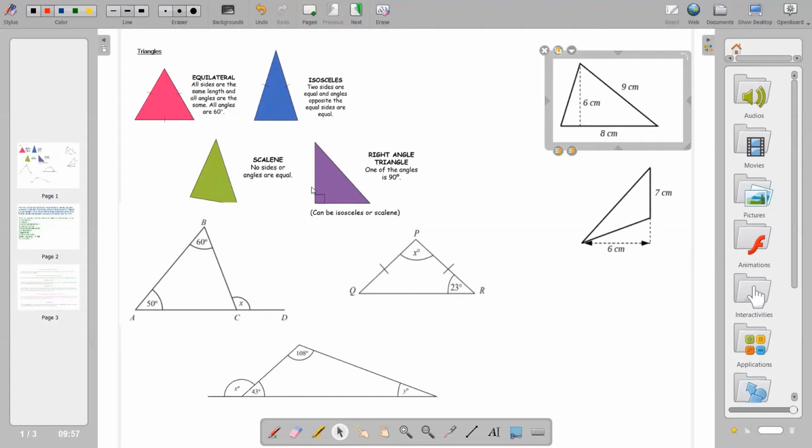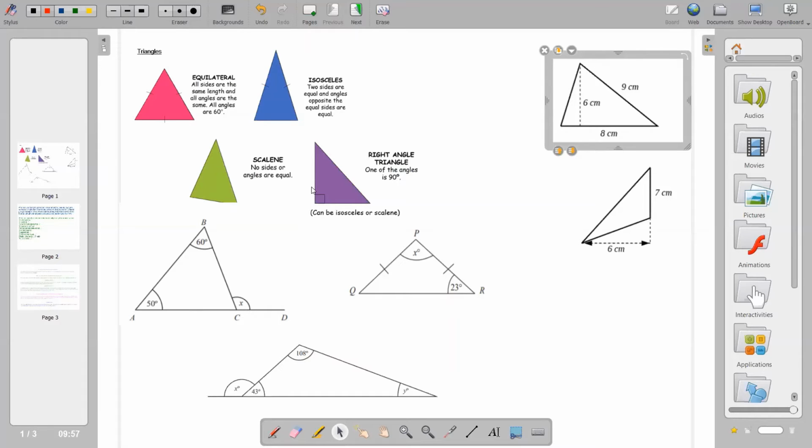So I have posted a poster up today, which has the angle classifications. An acute angle is less than 90 degrees. A right angle is exactly 90 degrees. An obtuse angle is greater than 90 degrees but less than 180. A straight line angle is 180 degrees. A reflex angle is greater than 180 but less than 360. And a full turn or a full revolution is 360 degrees.